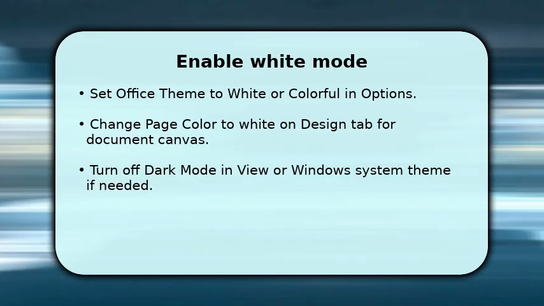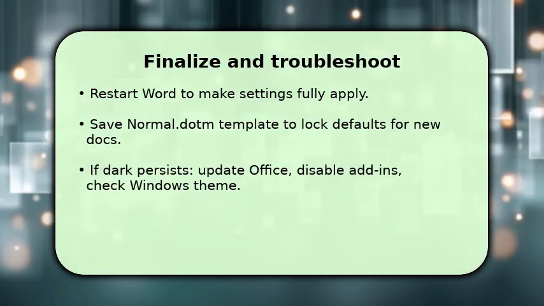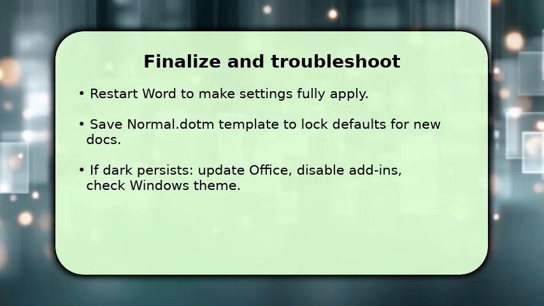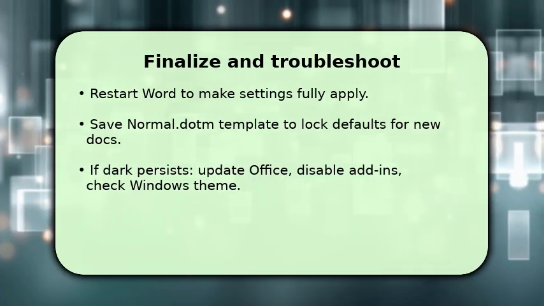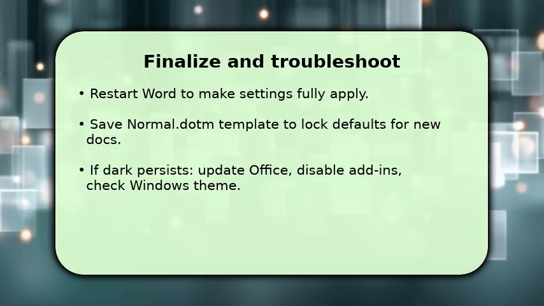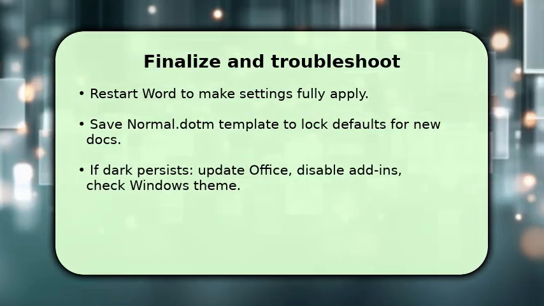Make sure to apply and close Options, so changes finish by restarting Word to ensure every element uses the new white settings. Then open a blank document and save your preferred defaults to normal, so new files open in white mode. If you still see dark areas, update Office and Windows first, then disable third-party add-ins and test again.